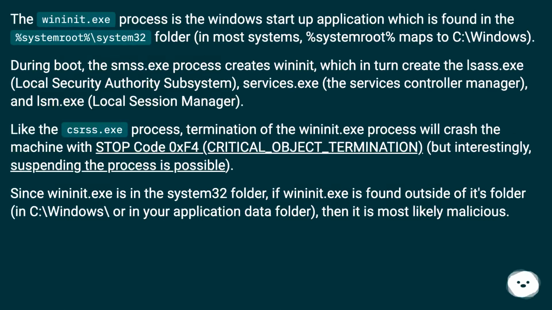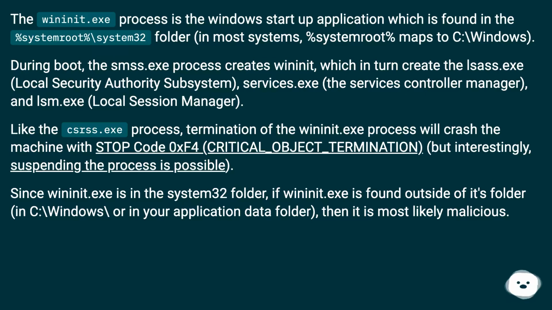The Wininit.Exe process is the Windows startup application, which is found in the %systemroot%\system32 folder. In most systems, %systemroot% maps to C:\Windows. During boot, the smss.exe process creates Wininit, which in turn creates lsass.exe, the Local Security Authority Subsystem, services.exe, the Service Control Manager, and lsm.exe, the Local Session Manager.